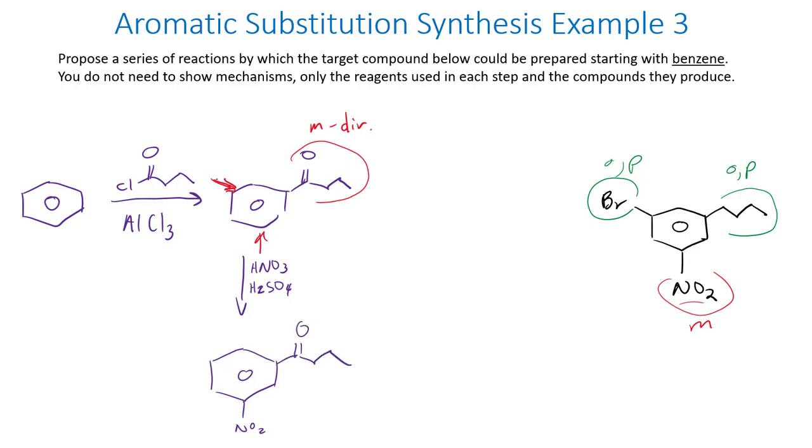And now we can add our bromine group in place of the hydrogen that is meta to both the nitro and the ketone, because both of those groups are going to be directing to that same location.